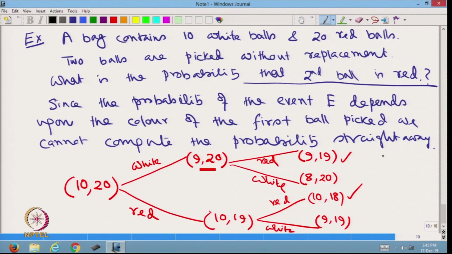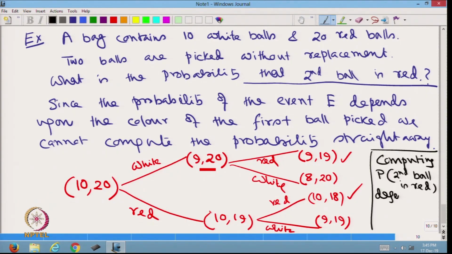Therefore, computing the probability that the second ball is red depends upon the color of the first ball. I hope you understand the problem.